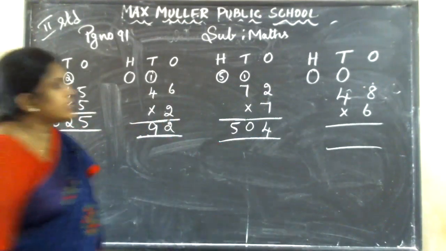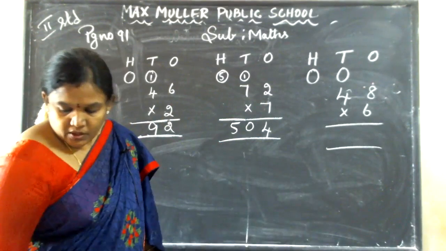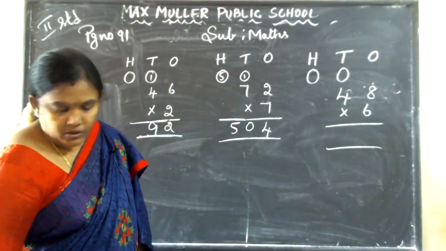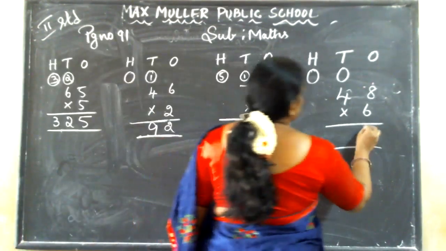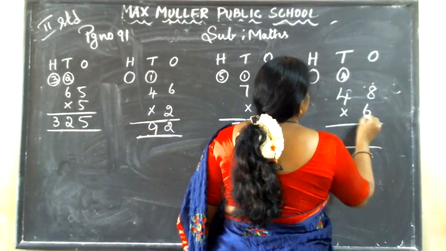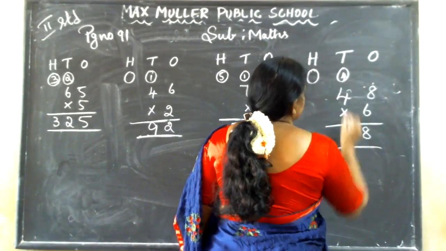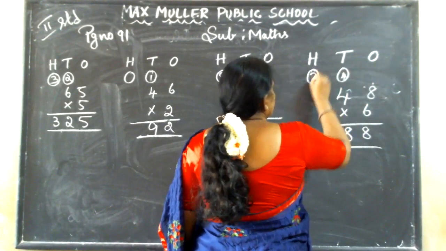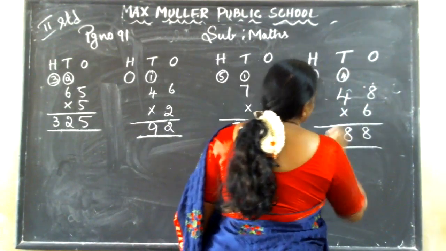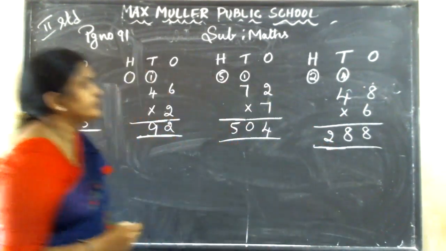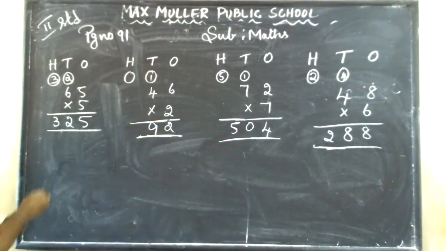504. Now next, 6 8s are how much, children? 48. 48 means 4, 8 you write here. 6 4s are 24, 24 plus 4, 28. 2, bring here 2. Now next line.